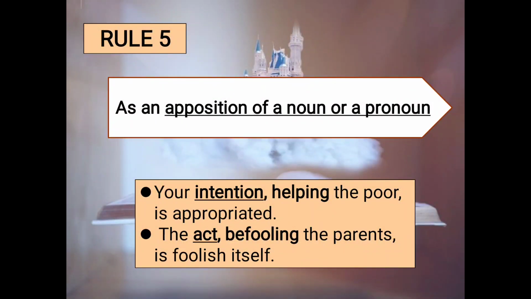Rule number 5, as an apposition of a noun or a pronoun. Your intention, helping the poor, is appropriate. The act of befalling the parents is foolish in itself.